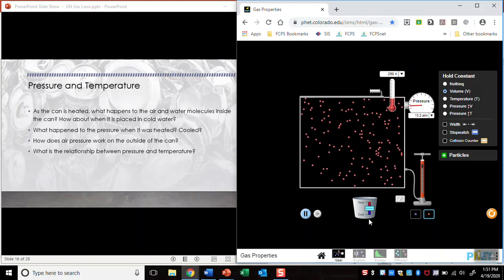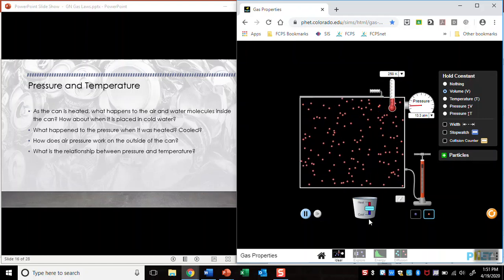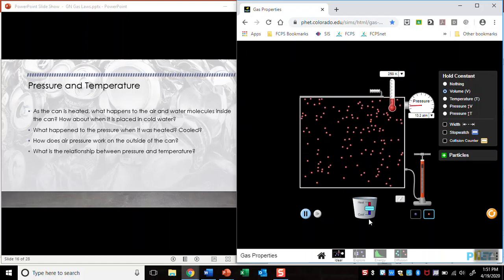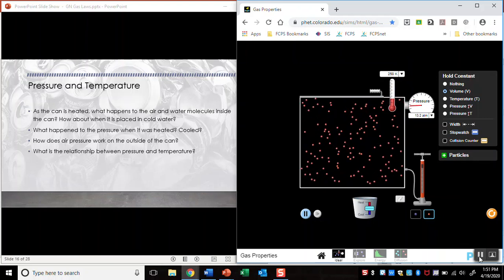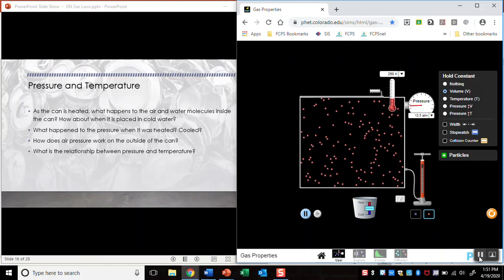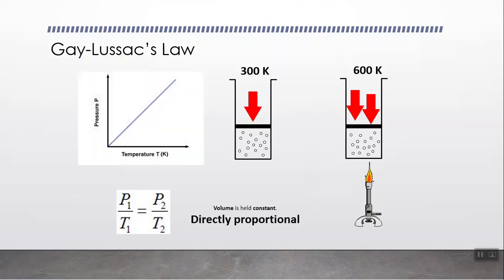So what is the relationship between pressure and temperature? It's another direct relationship. If we increase the temperature, then we increase the pressure of the gas. If we lower the temperature, then we lower the pressure of the gas. This is known as Gay-Lussac's law. Gay-Lussac looked at pressure and temperature, where volume remains constant, and here we have another direct relationship. Temperature goes up, pressure goes up; temperature goes down, then the pressure goes down.